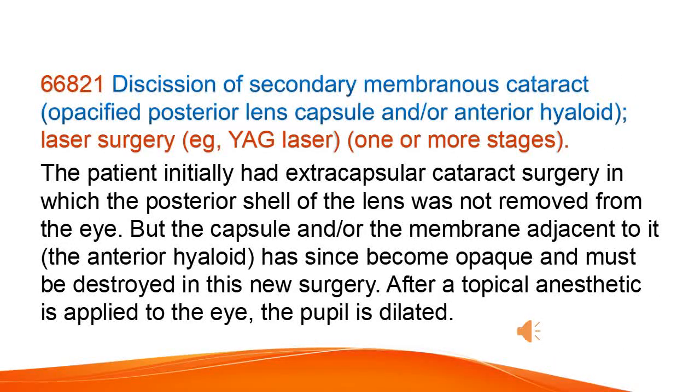Discission of secondary membranous cataract, opacified posterior lens capsule and/or anterior hyaloid, laser surgery, e.g., YAG laser, one or more stages. The patient initially had extracapsular cataract surgery in which the posterior shell of the lens was not removed from the eye. But the capsule and/or the membrane adjacent to it, the anterior hyaloid, has since become opaque and must be destroyed in this new surgery. After a topical anesthetic is applied to the eye, the pupil is dilated.